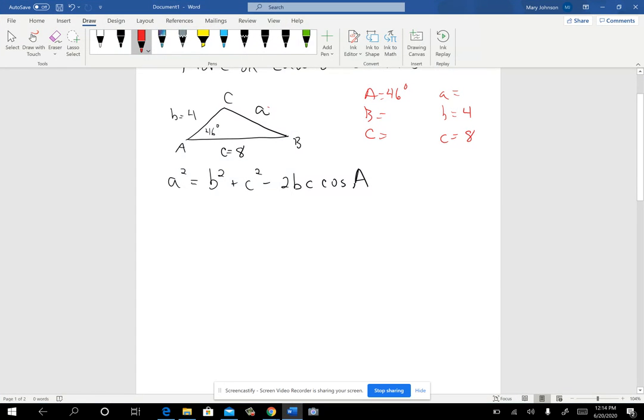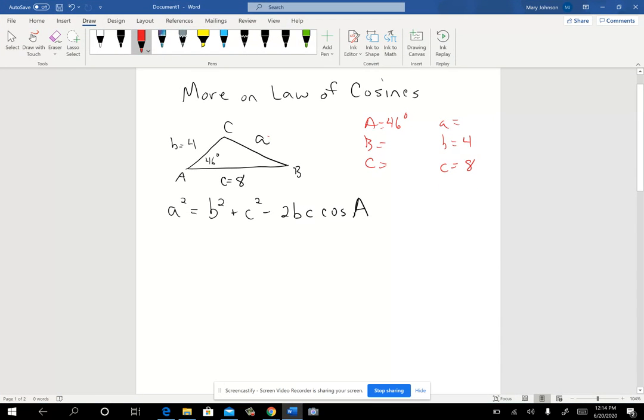Okay, in this video, I'm going to look a little more at law of cosines, and I want to do at least two problems here that have some things in them that can be a little tricky, okay? All right, so if you were doing this problem, you would definitely want to use the law of cosines to find little a. That's how you'd have to begin.